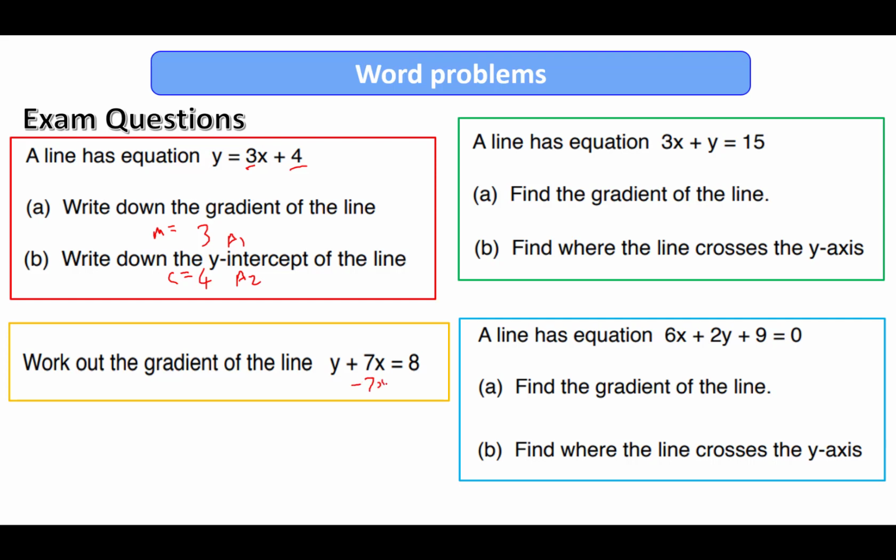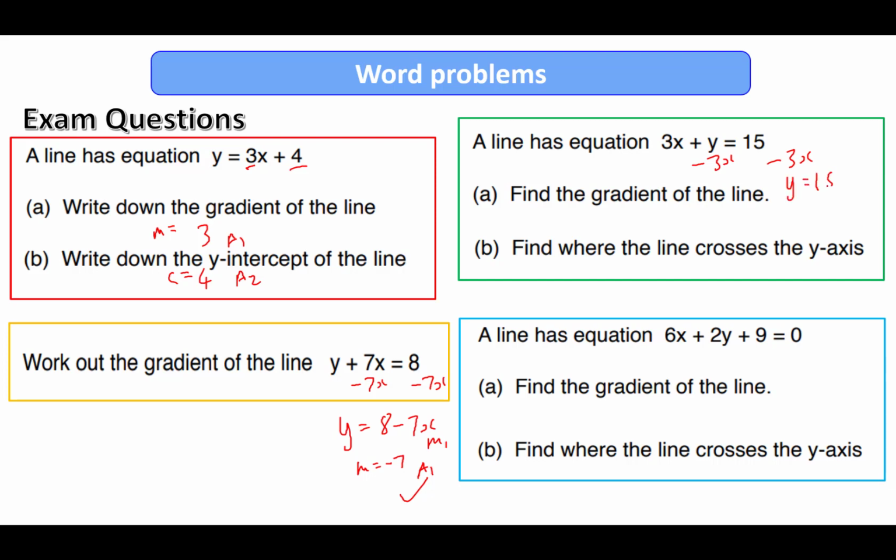Now, look at this question. We've done examples of this. Let's just minus 7x on both sides. So m equals minus 7. That's your method 1. That's your A1 mark. Done. So here we go, guys. You know what to do here, right? Yes, you're correct. Minus 3x on both sides.